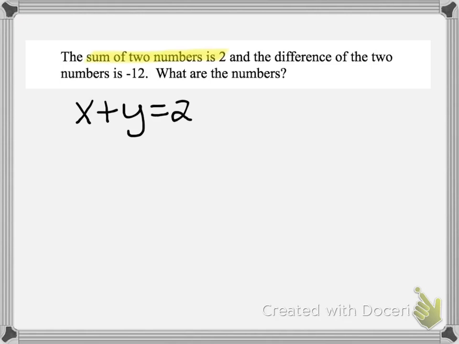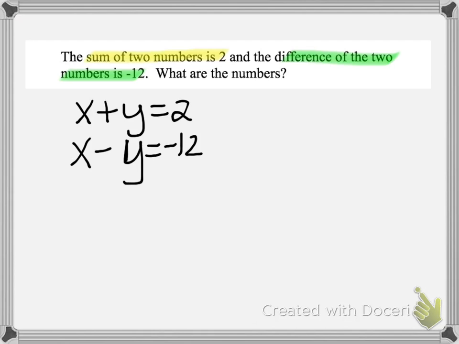Now, the other part that we're going to look at is the difference. And we know difference is subtraction. The difference of two numbers is negative 12. So x minus y is going to equal negative 12. So there's my two equations.